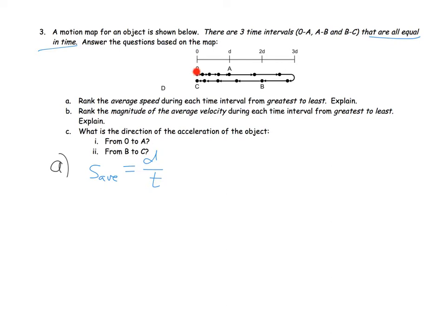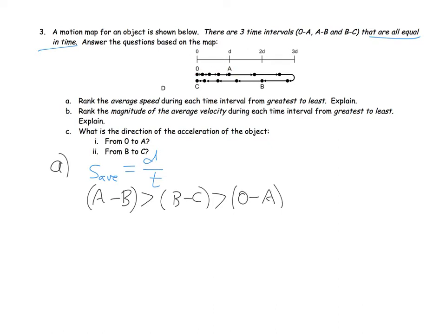So looking at this, I see from 0 to A, I travel a distance of D. From A to B, I go 1D, 2D, 3D, and from B back to C, I go 1D, 2D. So, if I'm going to go ahead and rank these here, the greatest average speed is going to be from A to B, because I travel a distance of 3D there, and that's going to be greater than my average speed from B to C, where I travel a distance of 2D.